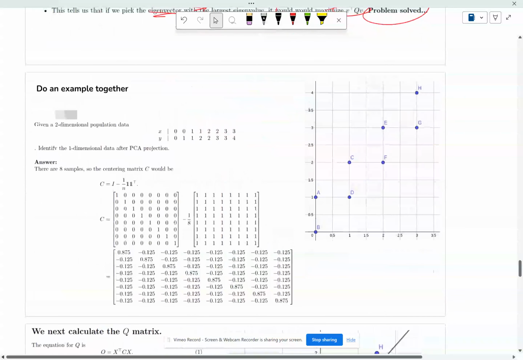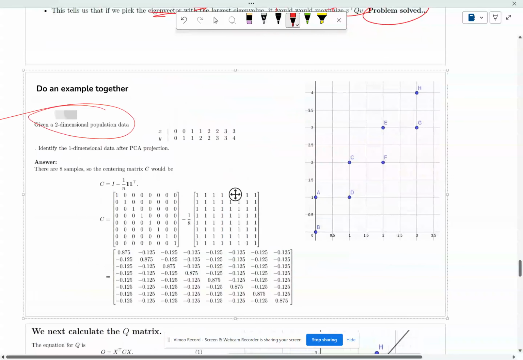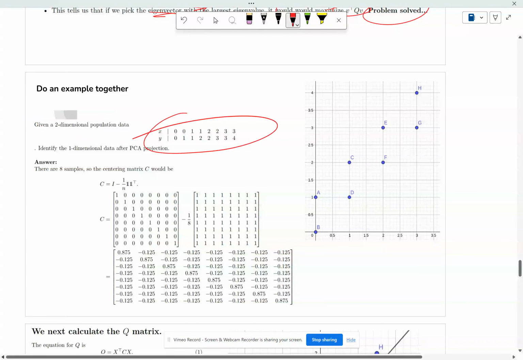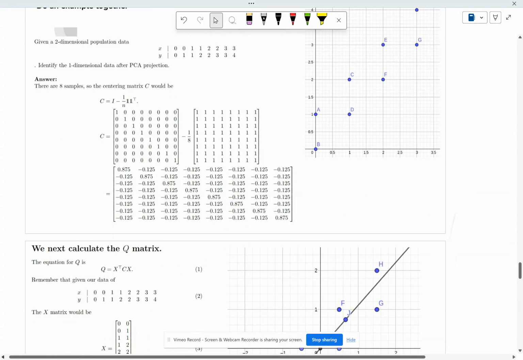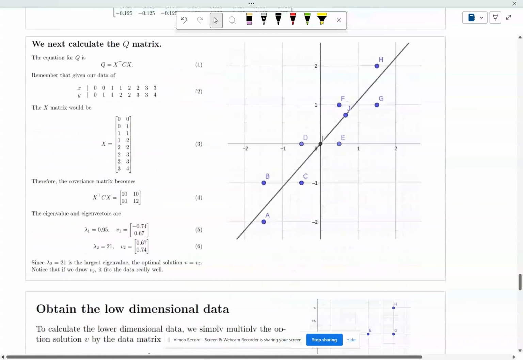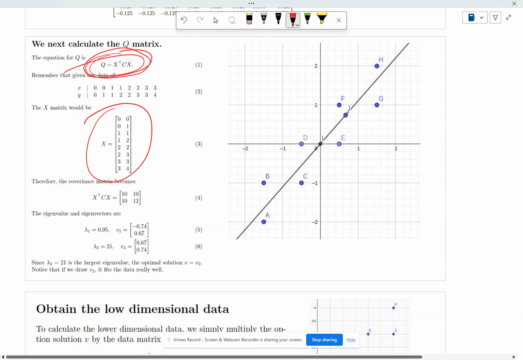All right, so here's an example. Here's two-dimensional data where we have x and y. In this example, we're going to reduce it down to one dimension. Okay, so here's a centering matrix. If you remember the definition, we can just fill it in. Then all we have to do is calculate Q. So X is equal to this, and with X and the centering matrix, our result Q is equal to this.